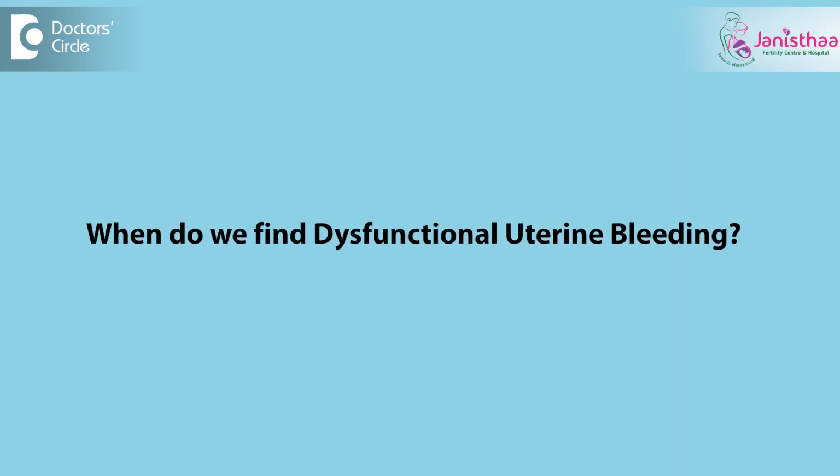Now, what is the reason for this? When do we find this? Usually we can find this in adolescence. Initially, when they have their menarche, their ovarian axis and pituitary axis are still not in alignment. It is then that you have period irregularities, but this will settle in 2 years' time.